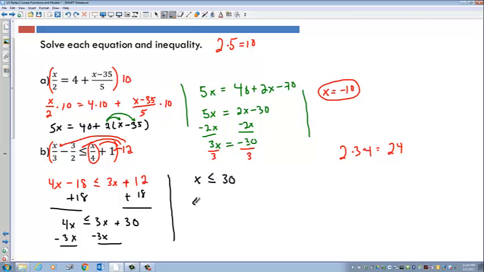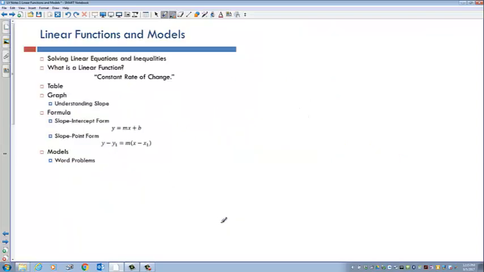And so my answer, we can write it on a number line, and then we can put it in interval notation. Here's 30, and we're less than or equal to. So we have this closed bracket, all the things to the left of 30. You can write that as minus infinity to 30, and then a square bracket because you want to include 30, because that's when it's actually equal to. And so that's how we solve linear equalities and inequalities.